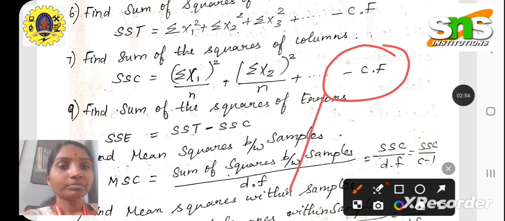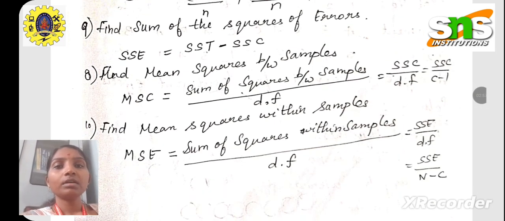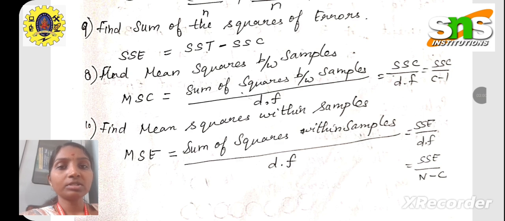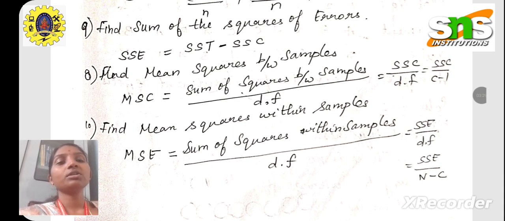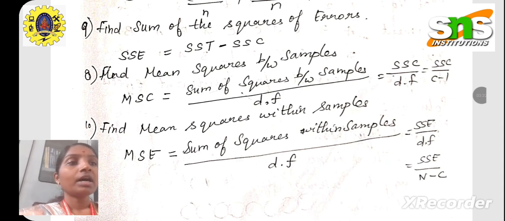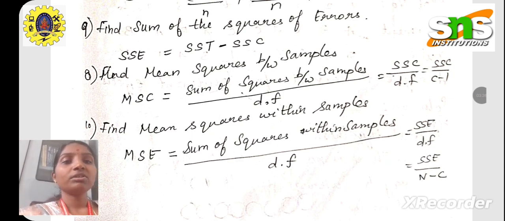And in step number 8, we will be finding the mean squares between the samples, which is denoted by MSC, which is equal to the sum of the squares between the samples divided by the degrees of freedom, that is, SSC by degrees of freedom, which is equal to SSC by c minus 1. And then the final step is to find the mean sum of the squares within the samples, which is the mean sum of the errors, MSE, which is equal to the sum of the squares within the samples divided by the degrees of freedom, SSE by DF. The degrees of freedom for this particular error is n minus c.